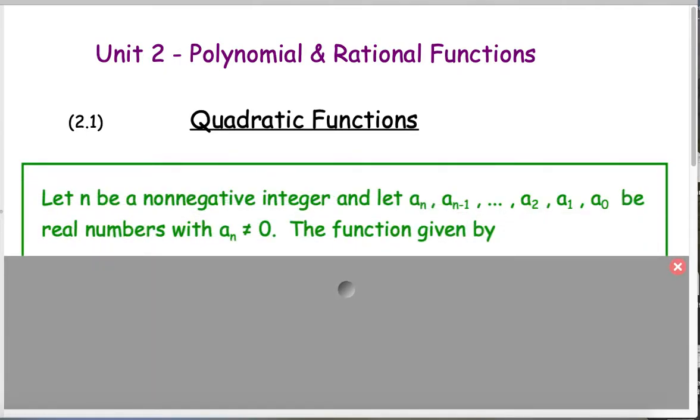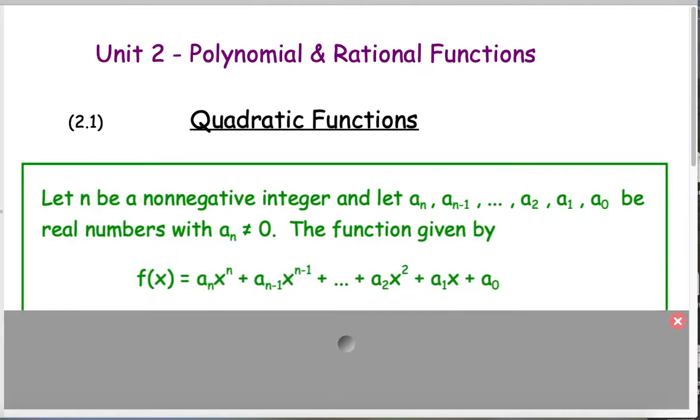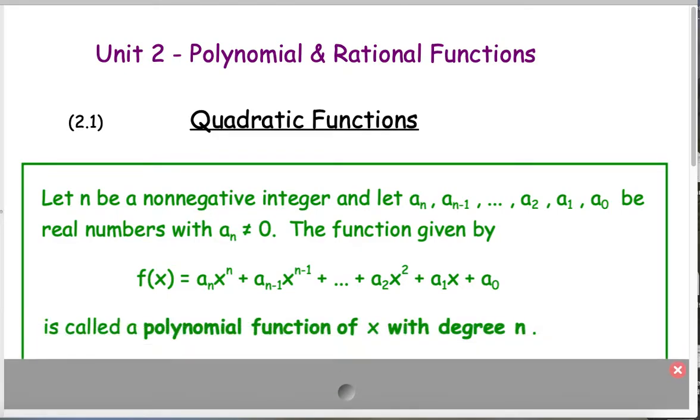Let n be any non-negative integer, and let a sub n, a sub n minus 1, a sub n minus 2, all the way down to a sub 1, a sub 0, be real numbers, and a sub n does not equal 0. Then this function f of x, given by a sub n times x to the n, plus a sub n minus 1 times x to the n minus 1 power, etc., all the way down to a sub 1 times x plus a sub 0, which is just a constant, is called a polynomial function of x with degree n.